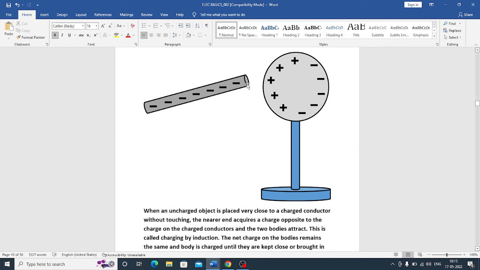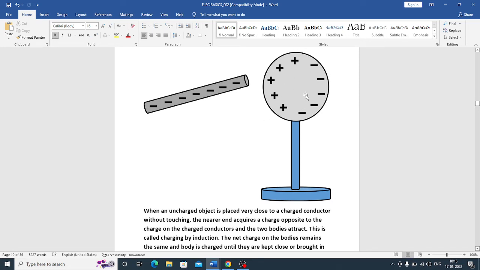Now this is brought closely to the stand. What will happen is, since there are more electrons here, it will push the electrons which are close to the rod to the other side. So electrons will move from the left side to the right side. So the right side will become negatively charged and the left side will become positively charged, but only for a temporary period, because when you remove the rod, this will redistribute and become neutral.